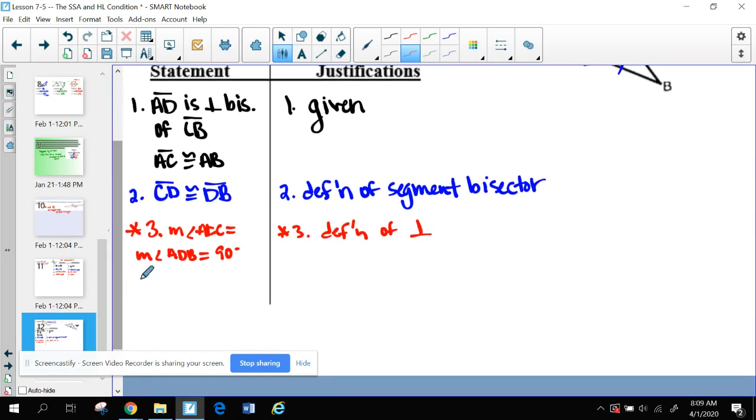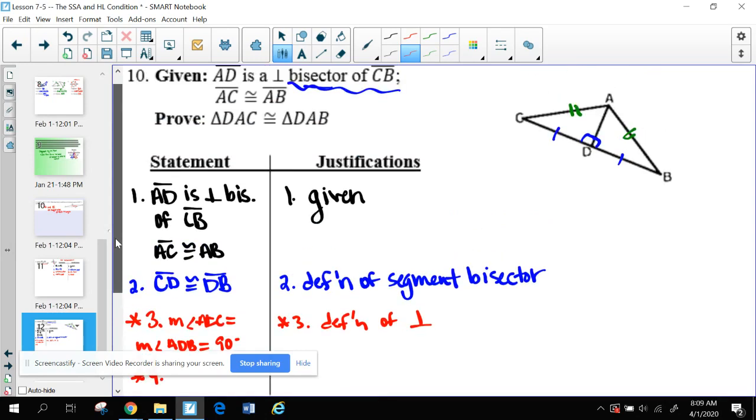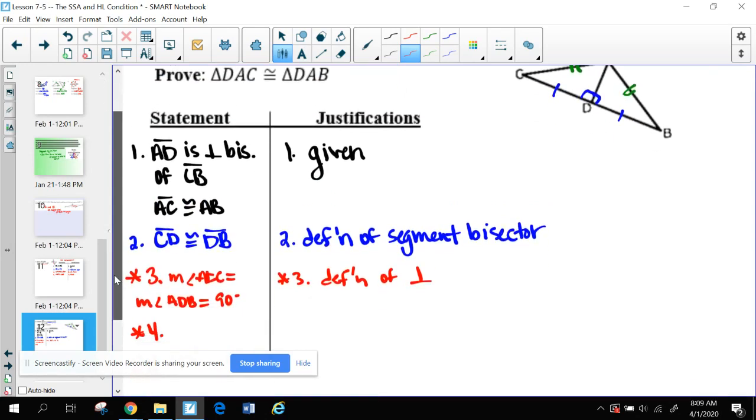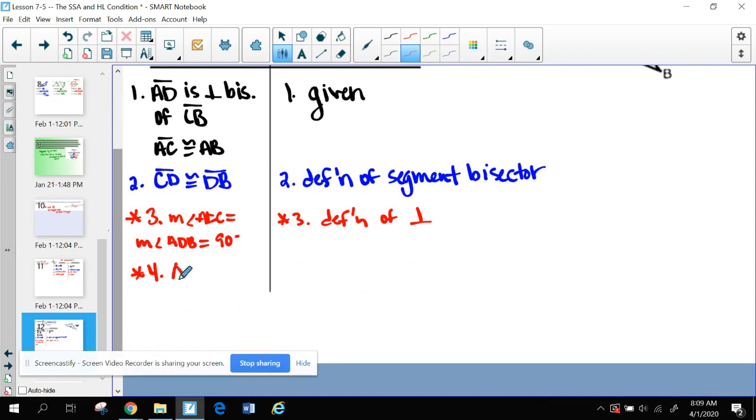From there, we would move to using our HL theorem, because now we know they're right triangles. And so now we could say that triangle DAC is congruent to triangle DAB. And we could use today's HL theorem for that, because we know they're right triangles and we had the hypotenuse.